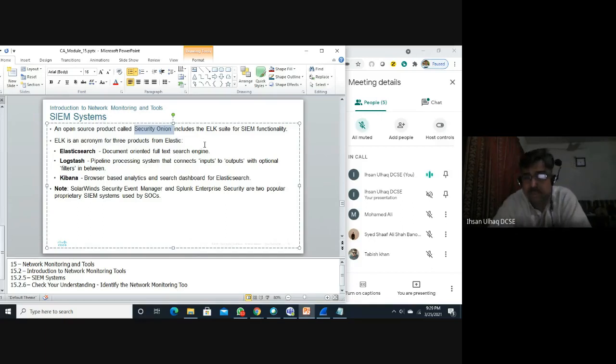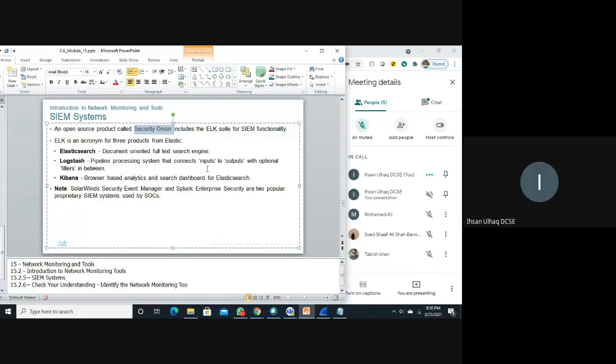Okay. So gentlemen, as I said, this Security Onion has very many components. One of the components is the ELK suite, where ELK stands for Elasticsearch, Logstash, and Kibana. So we will be using these three things when we install the Security Onion. When we install the Security Onion, we will have the ELK, and we will be doing a lot of practice on it. So basically at that time, what will you be doing? What will be your job? Your job will be to understand how SIEM works and what the functionalities of this SIEM are.